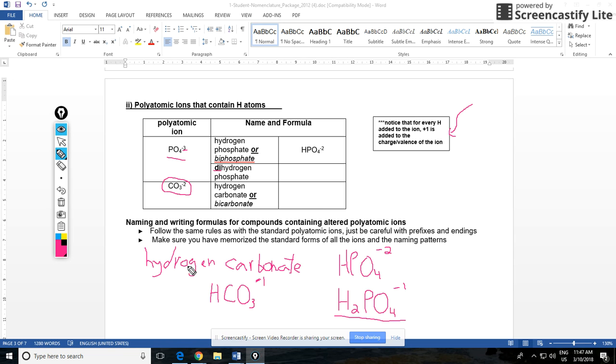So whenever you add an H in front of your polyatomic ion, if it's only one H, you basically call it hydrogen followed by the name of the polyatomic ion, so hydrogen carbonate, for example. This one here would be hydrogen phosphate. An alternative, when you only add one H, is calling it bi-polyatomic ion. So you could call hydrogen carbonate bicarbonate, and hydrogen phosphate biphosphate. If you add 2 hydrogens, you need to make sure you add 2 positive charges, and you would call this dihydrogen phosphate. Again, that can be done for a variety of different polyatomic ions.